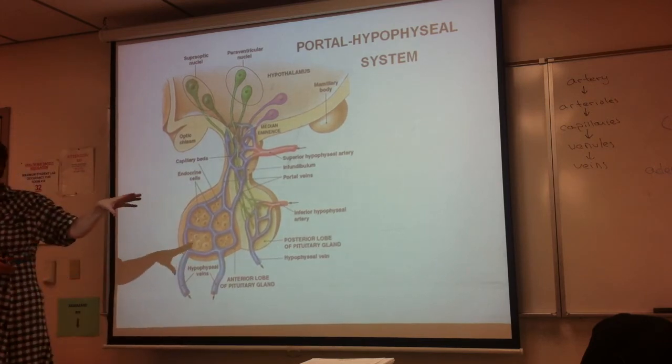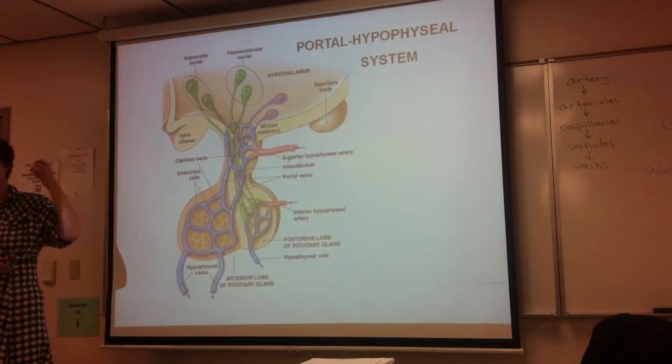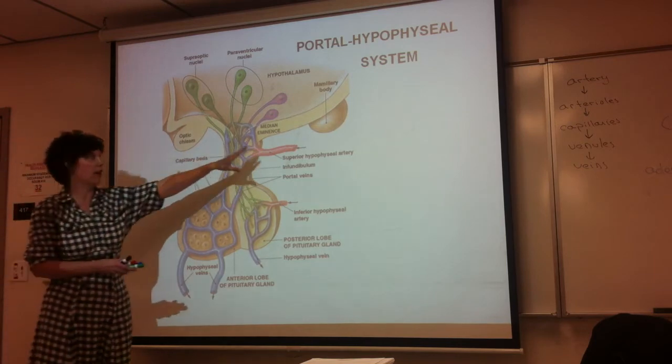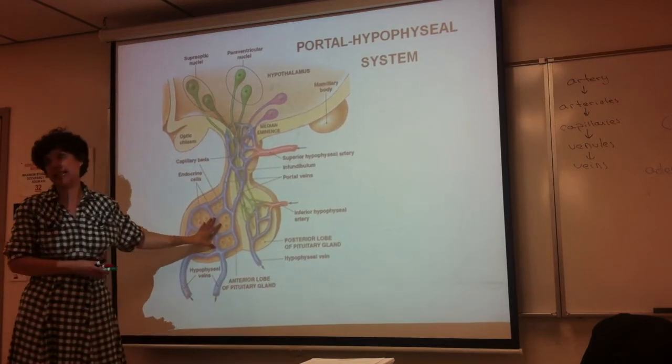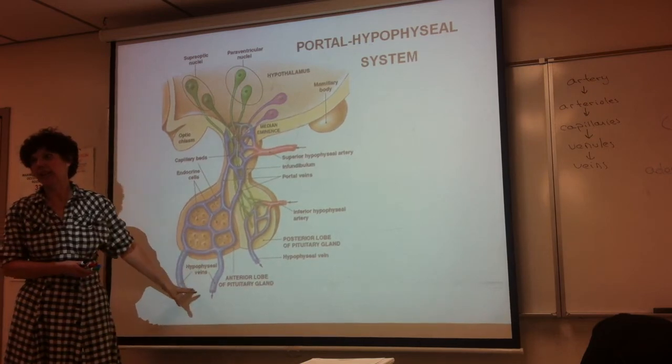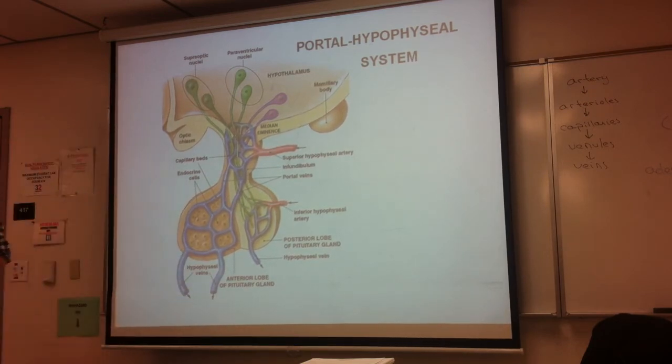However, this is a portal system. It has two capillary beds. And so we have an artery, capillary bed, vein, and a second capillary bed, and then another series of veins. Can anybody kind of figure out what advantage that provides? Exactly, without taking the time to complete a second circuit by going to the heart and coming back again.